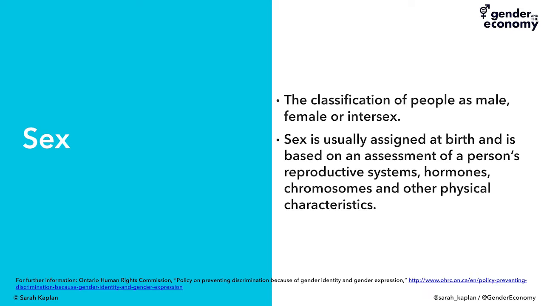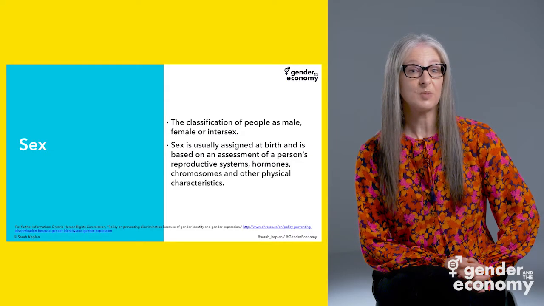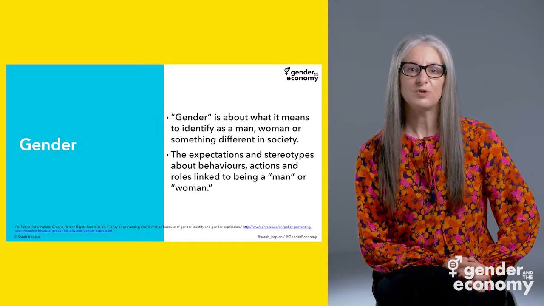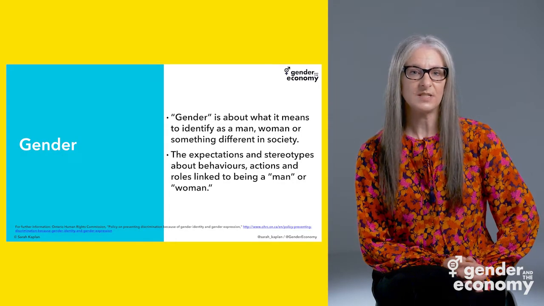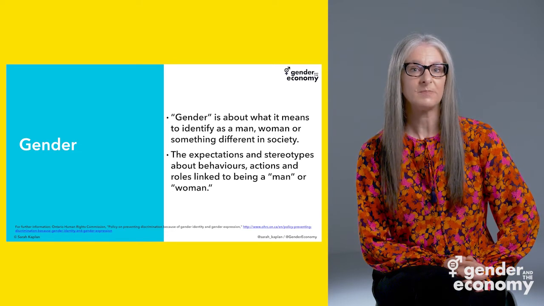First, when we ask about someone's biological sex, this is the classification of people as female, male, or intersex. The term intersex is used for a variety of situations in which a person is born with reproductive or sexual anatomy that doesn't fit the boxes of male or female. We can contrast sex with gender, which is about what it means to identify as a man, a woman, or something different. These have social implications because there are expectations and stereotypes about behaviors, actions, and roles linked with being a woman or a man.